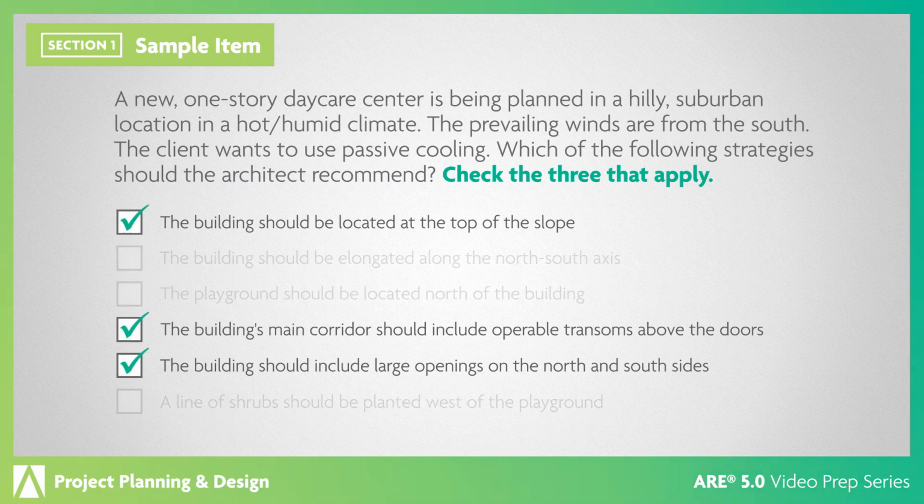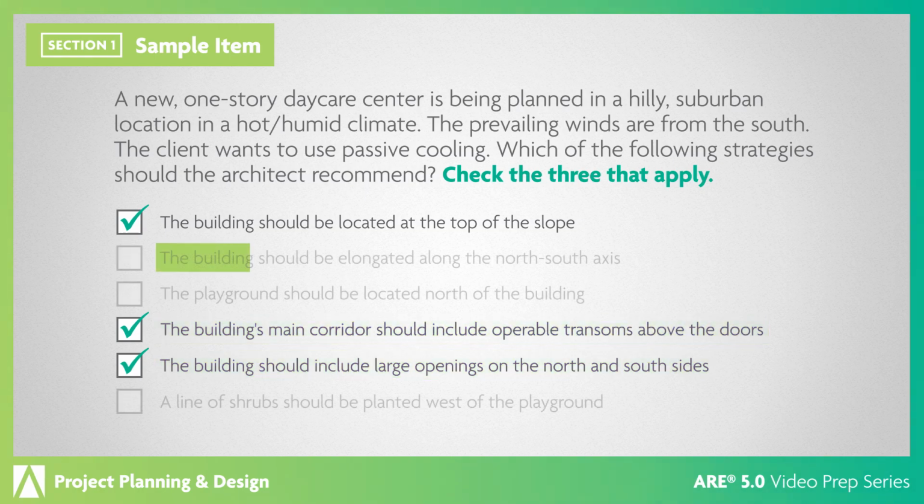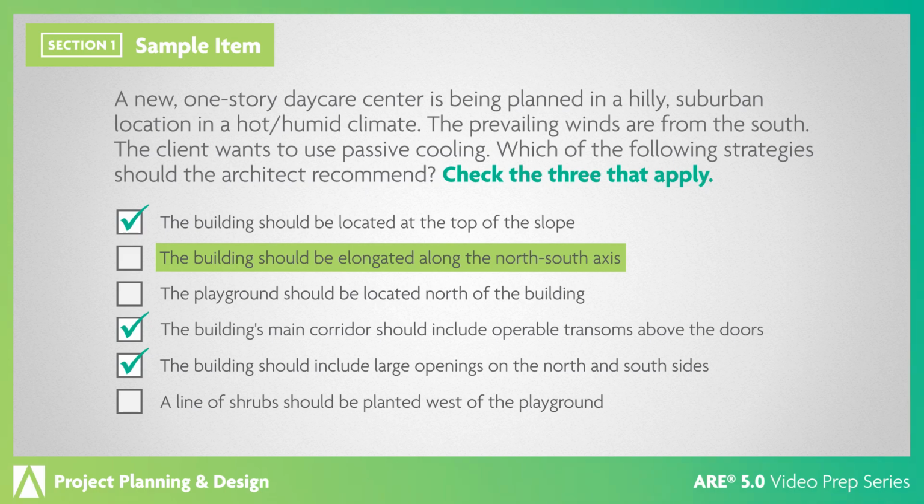These are the correct answers. All of these strategies are discussed in sun, wind, and light. Buildings in a hot, humid climate should be located at the top of a slope to catch cooling breezes. Large openings on the north and south sides and operable transoms in the corridor will allow for cross-ventilation. A north-south axis would actually limit the opportunities for cross-ventilation and expose the building to the hot afternoon sun.